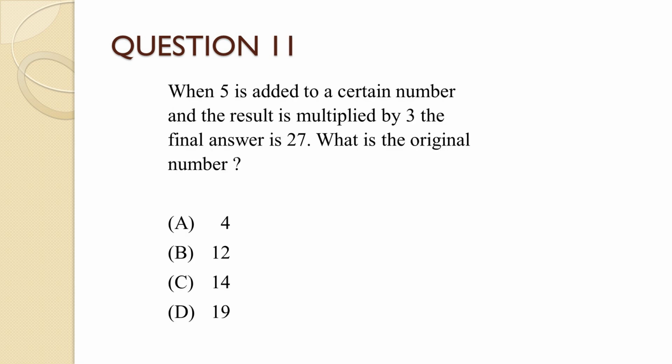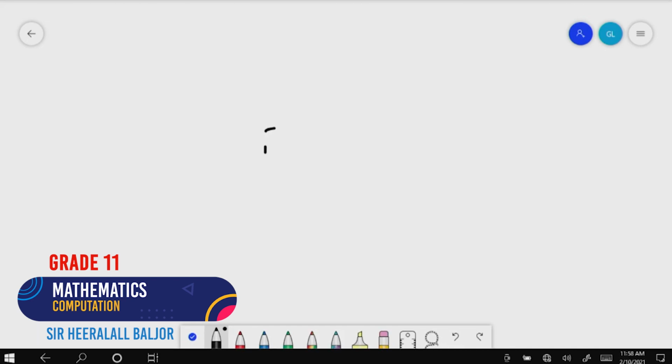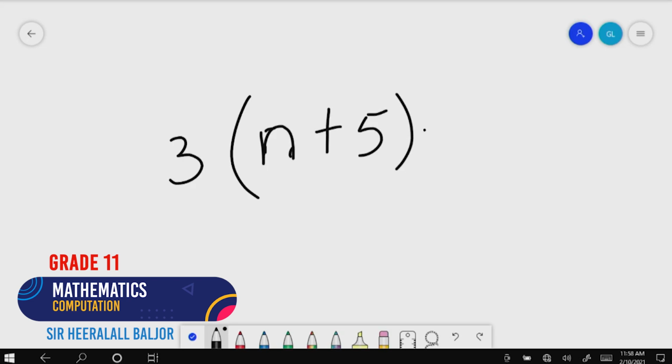When 5 is added to a certain number, the result is multiplied by 3. The final answer is 27. What is the original number? They're telling us a number plus 5, and this result, when we multiply it by 3, the solution is 27. What is this number?